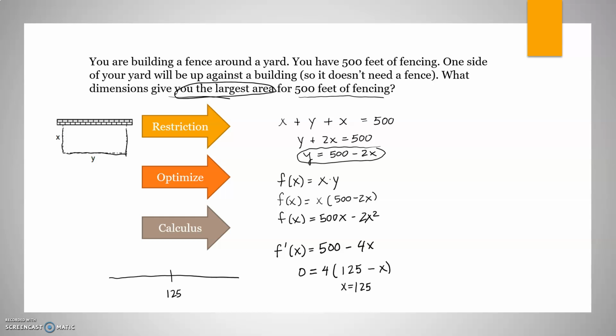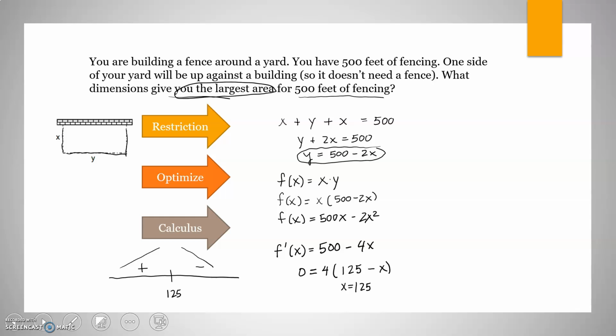And it looks like if I plug in a number smaller than 125, I would have a positive number. And if I plug in a number larger than 125, I would have a negative number. So I know that the value at 125 would be a maximum. So that's what we wanted. We wanted the largest area.